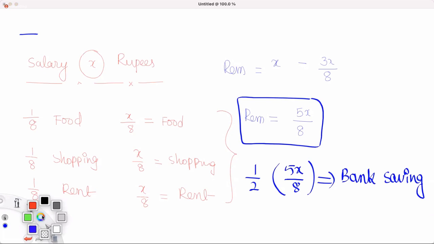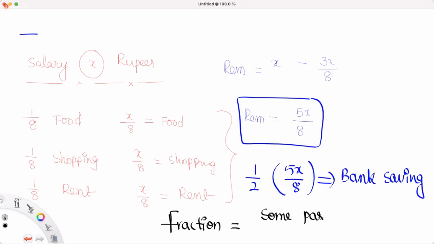Do remember, my dear students, always remember what is meant by fraction. Fraction is nothing but some part by whole. So as per this information, 5X by 16 is gone out of the whole. Whole how much? X. So from this we can say 5 by 16 is the answer.